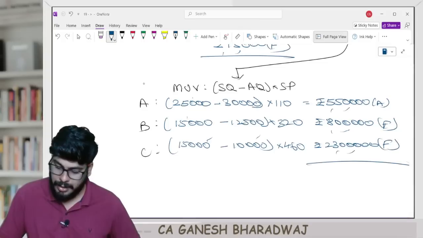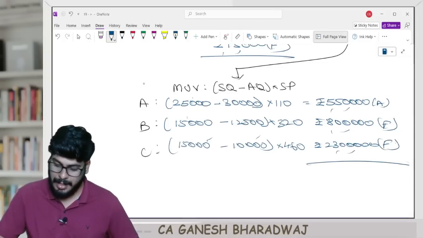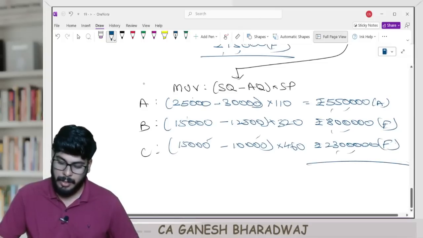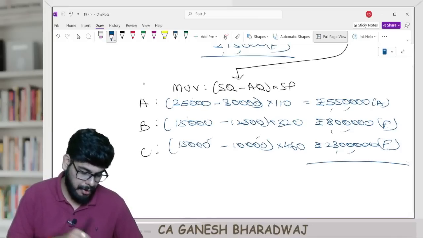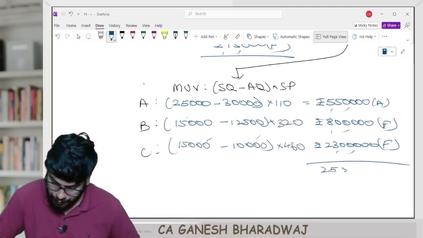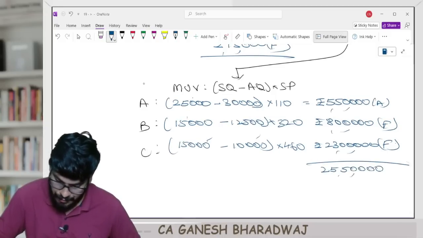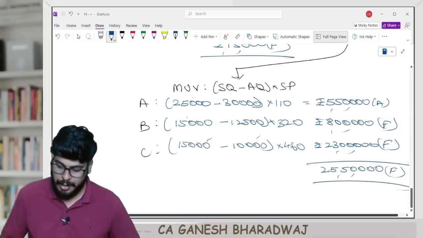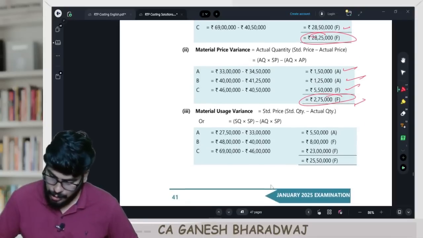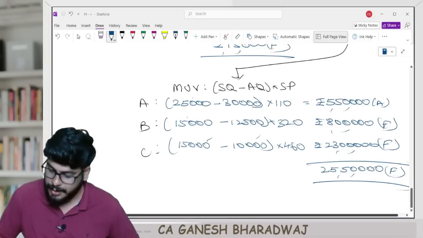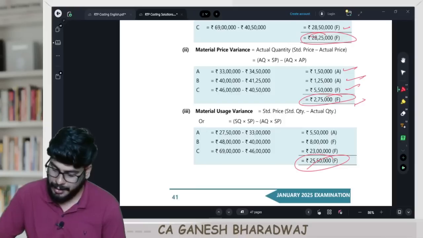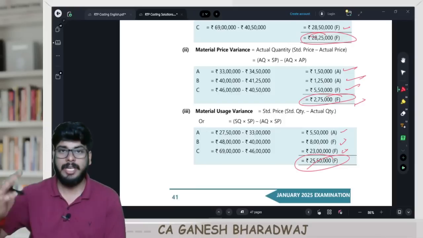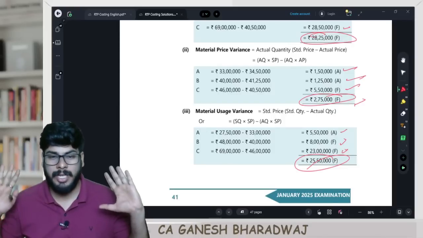So if you net off these three figures, how much do you get? 23 plus 8, that's going to be 31. 31 minus 5.5 gives you 25 lakh 50,000 rupees of net favorable material usage. Look at this, 25 lakh 50,000. Exactly what we've got. The breakup is 5.5 lakh adverse, 8 lakh favorable, and 23 lakh favorable. Are you clear with this? So with that, the material usage variance is also done.